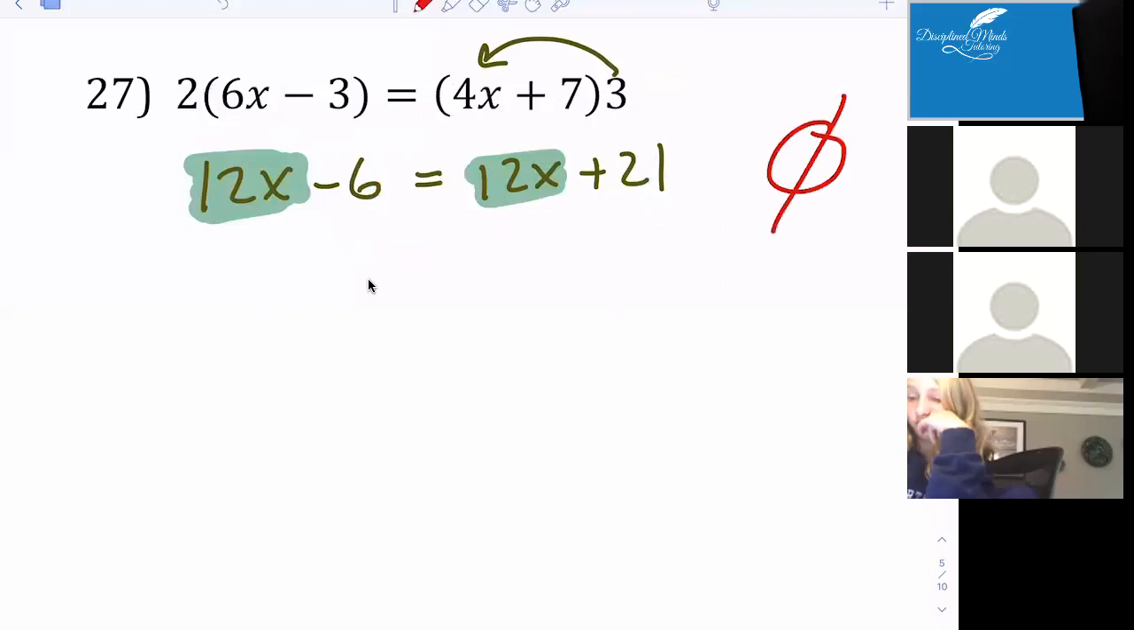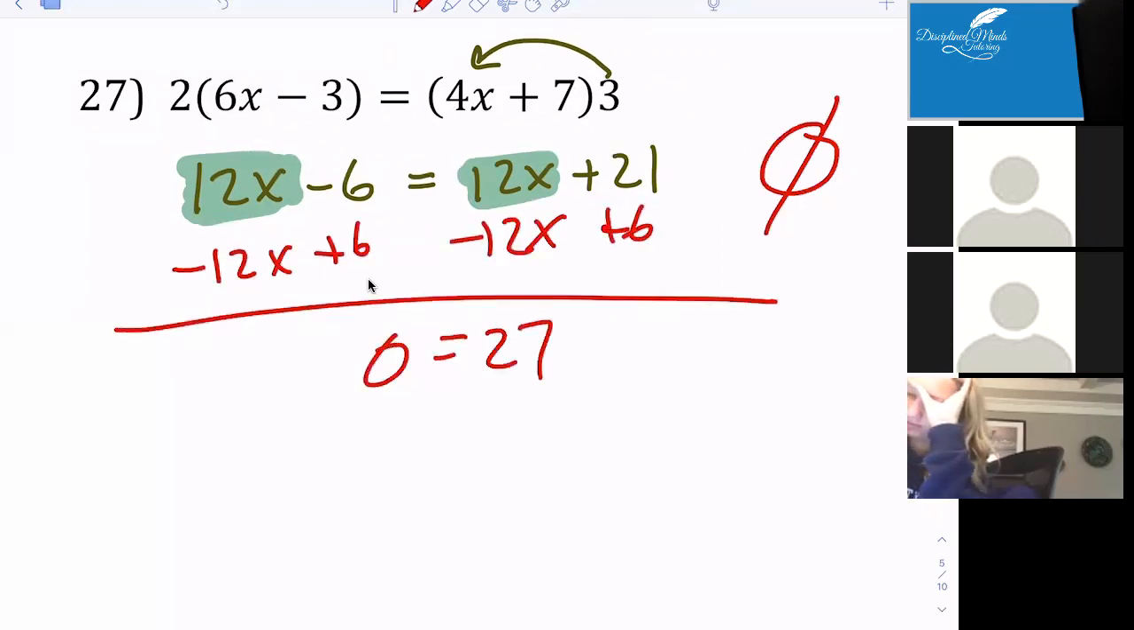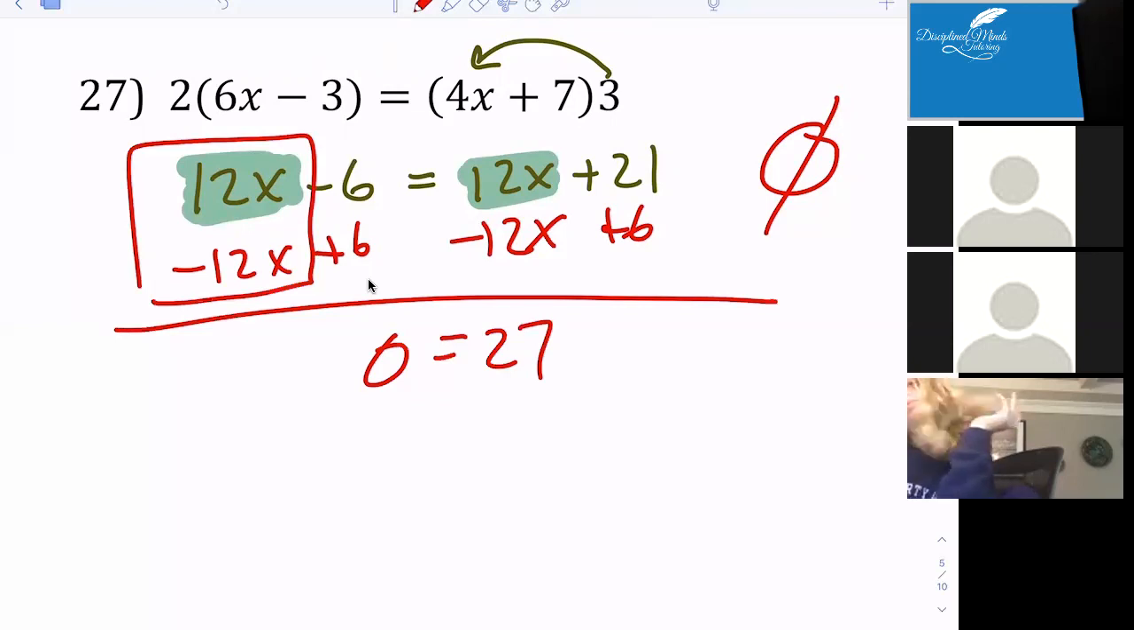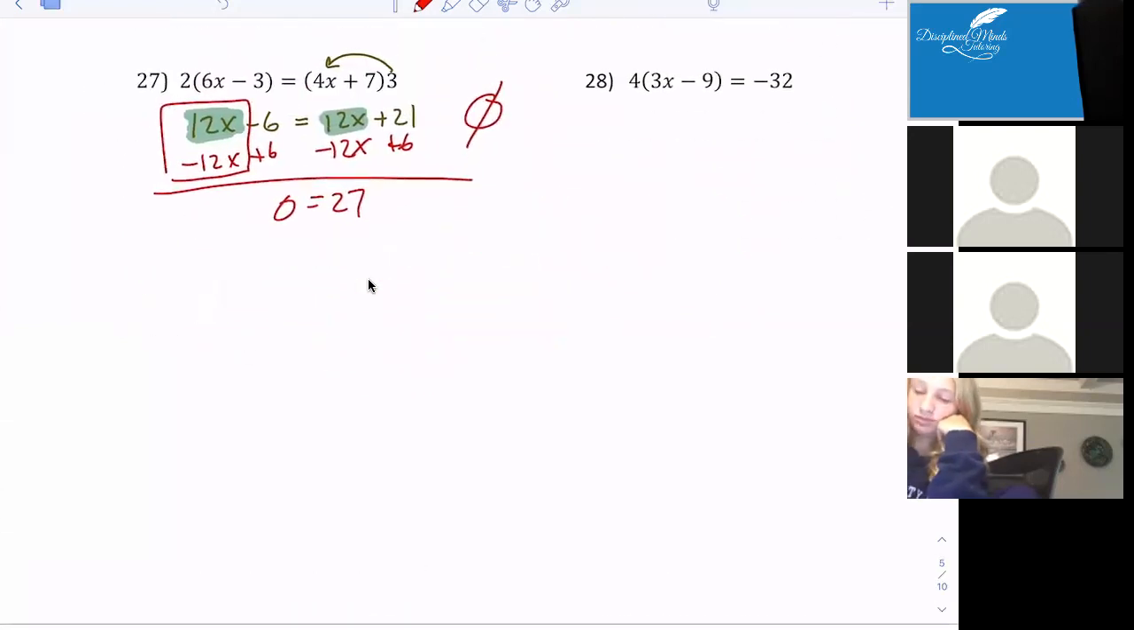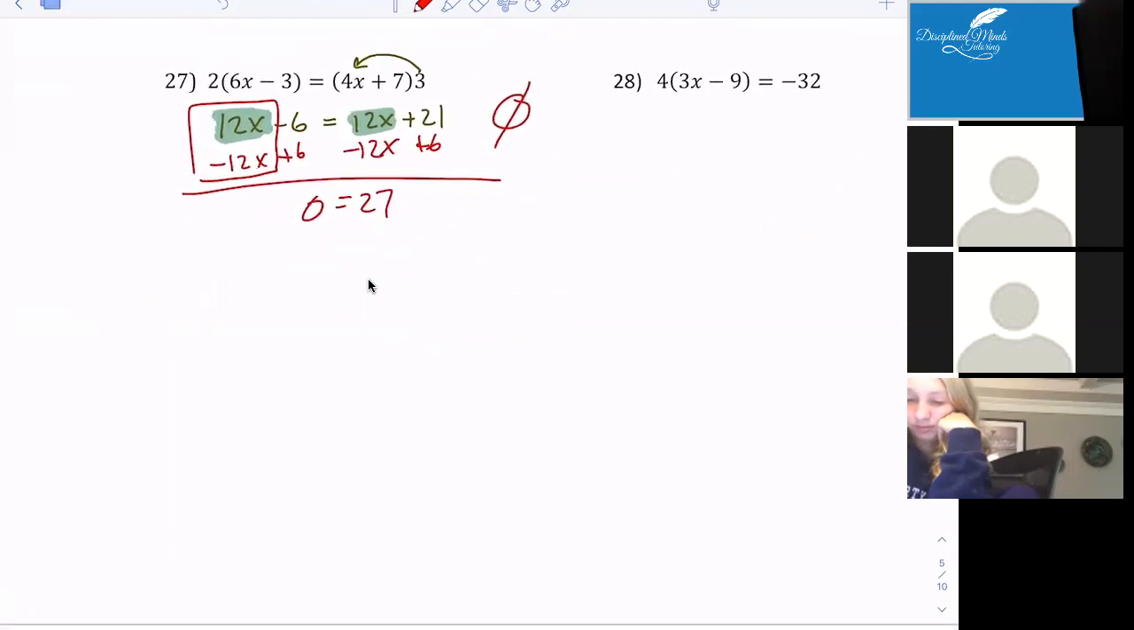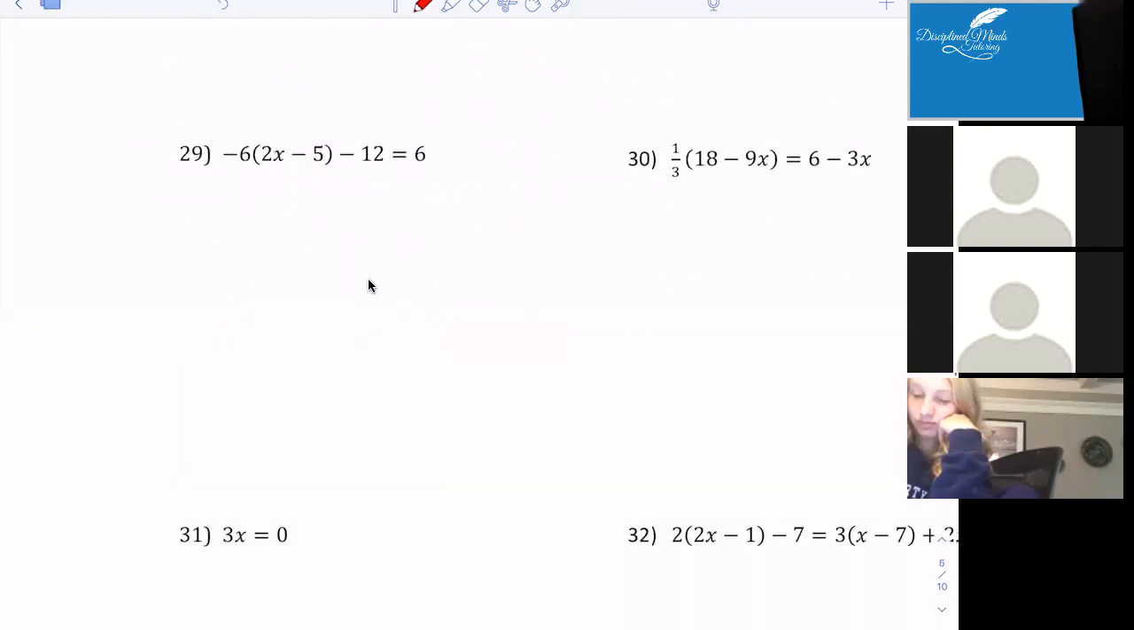But let's say we didn't see that, right? So we're just going to go minus 12x, plus 6, plus 6. 0 equals 27. Right, because the x's do what? They cancel. Right, it's not an identity. It would be an identity if it was 12x plus 21 equals 12x plus 21. So if you put 27 on the test, it would be wrong. Absolutely wrong. It's no solution. Right, it's like 0x. What times 0 is 21? That's what it's asking. Nothing.